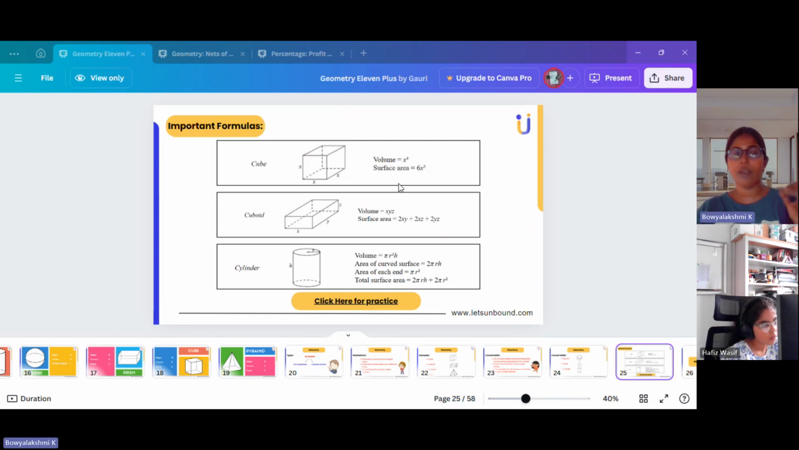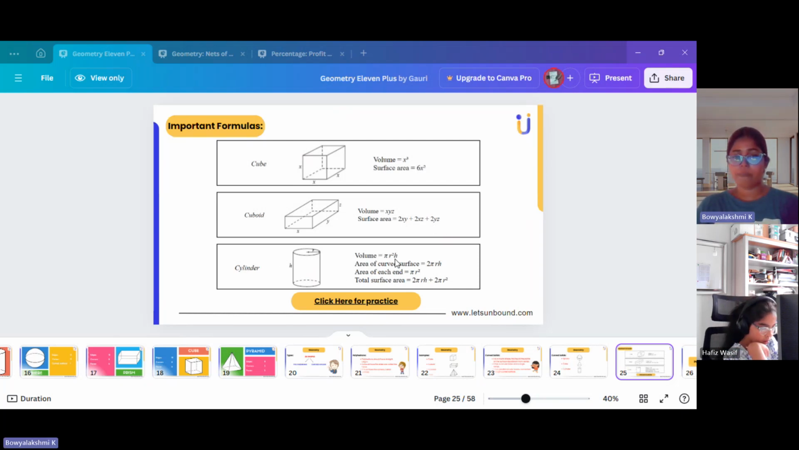Surface area: a cube has 6 faces, top, bottom, left, right, front, back, totally 6 faces. So 6 times the edge length square. Okay. If it's a cube, that's easy. What if it's a cuboid? Everything will be different. Length is different, height is different, breadth is different. So volume is XYZ, length into everything you need to multiply. And surface area means 2 times length and width, 2 times length and height, 2 times width and height. Everything will have a 2 in it.